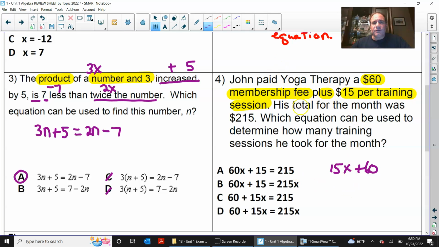It's 15x. So his total for the month, anytime you see a total, that goes after the equal sign. So that's what I'm looking at. So I'm just going to try to match up 15x plus 60 equals 215. C is your answer.